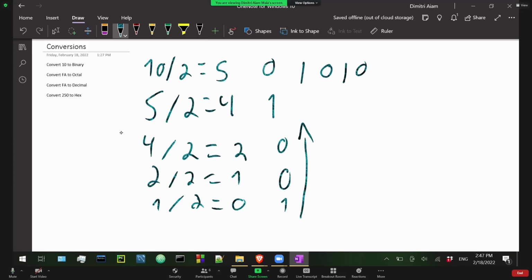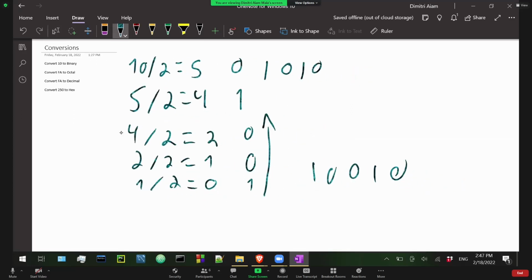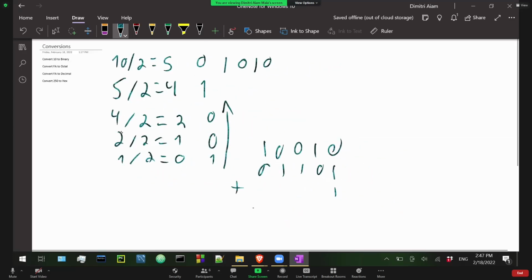Yeah, 10 to binary. So 4 divided by 2 is 2, remainder 0. 2 divided by 2 is 1, remainder 0. 1 divided by 2 is 1. So it should be 1, 0, 0, 1, 0. I don't remember if I have to do the two's complement of this. Let me see. I don't think you had to do any complements. Let me check my notes. It's good to know complements in general. If he asks for the complement of this number, then you do the complement.